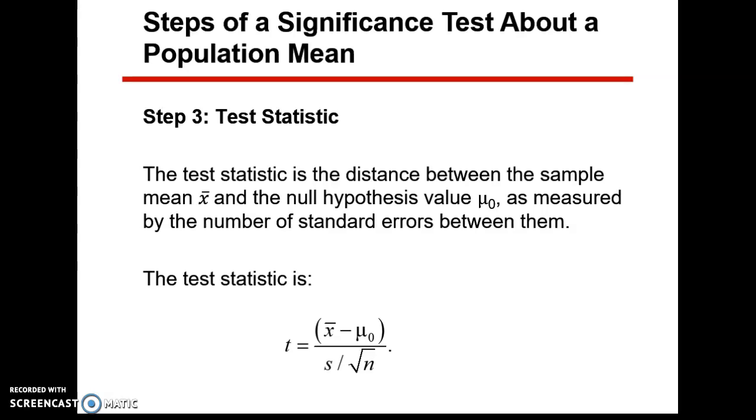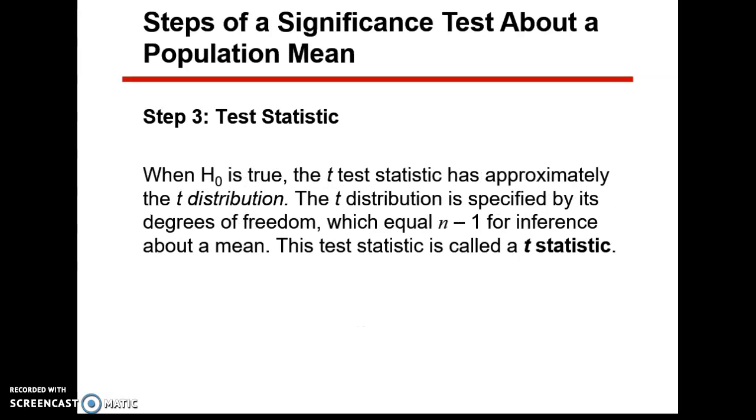Remember, t has thicker tails and actually gives us a better estimate. If we use z, we'd have some error in here, and using the t distribution gets rid of that. And we have to know the degrees of freedom, so n minus 1 is equal to the degrees of freedom when you look it up in the table. When the null hypothesis is true, the t statistic approximately follows the t distribution. And we're going to call the stat that we calculate the t statistic.